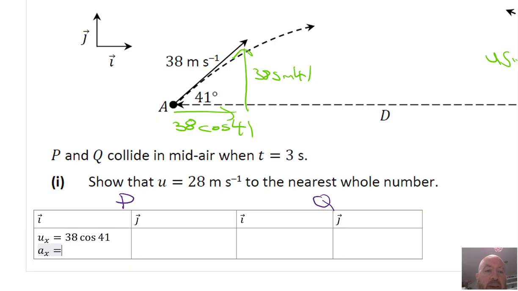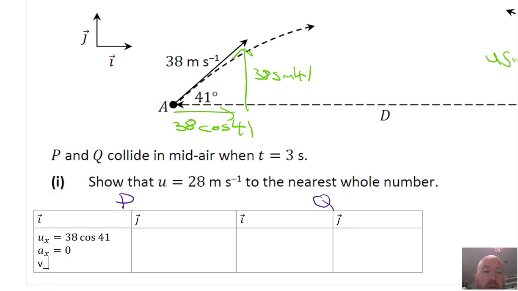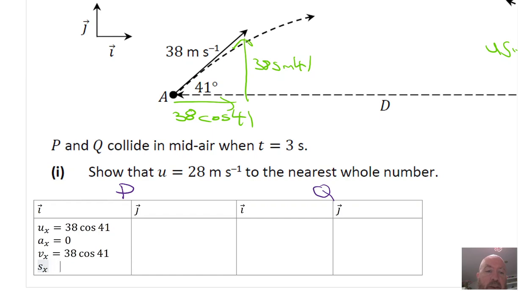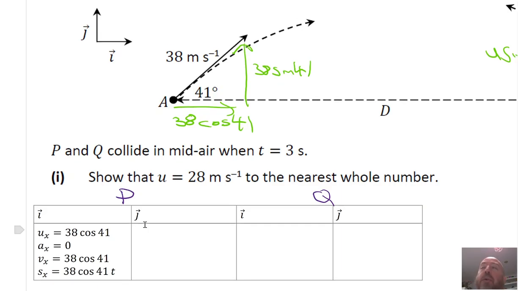The acceleration in the X direction is 0, which means Vx is always going to be 38 cos 41. And then Sx equals ut, because there's no acceleration, it's our ut plus a half at squared formula. So it's 38 cos 41 t. And that's everything for particle P in the X direction, in the I direction, whichever you want.